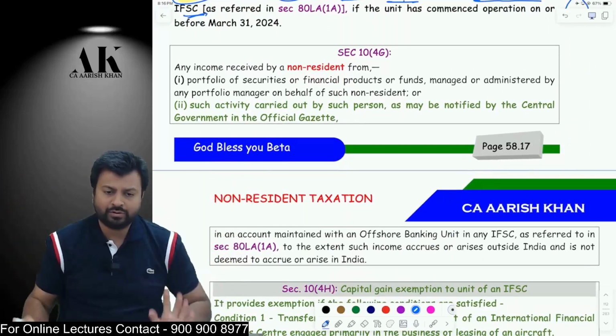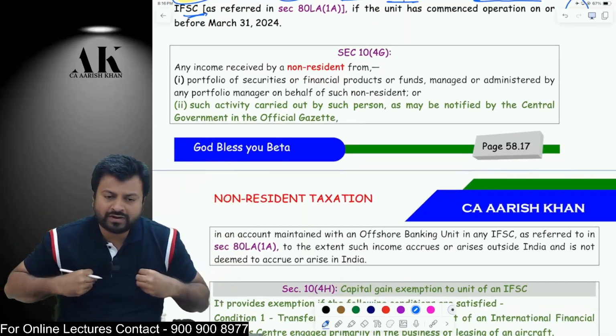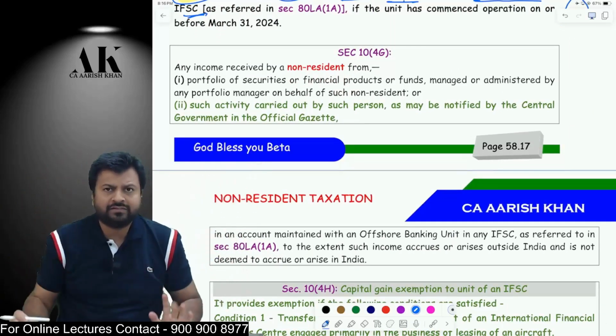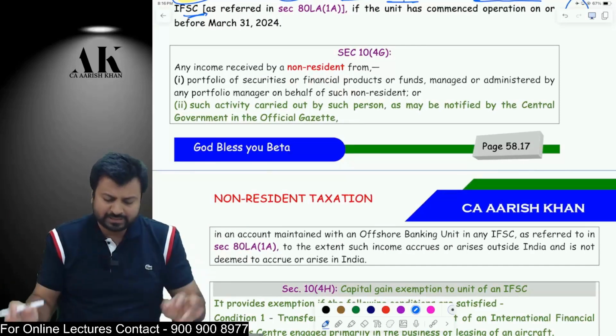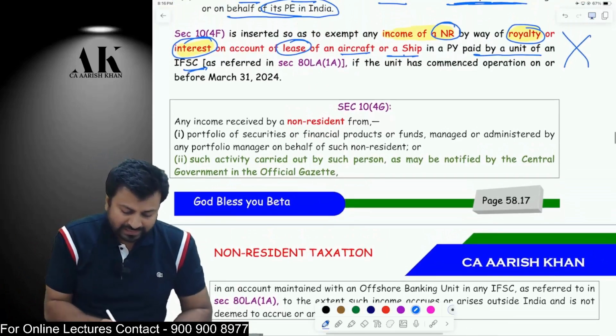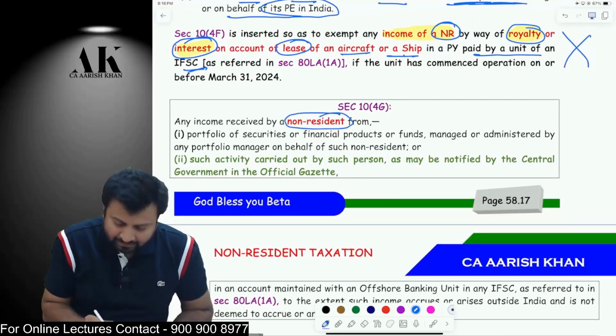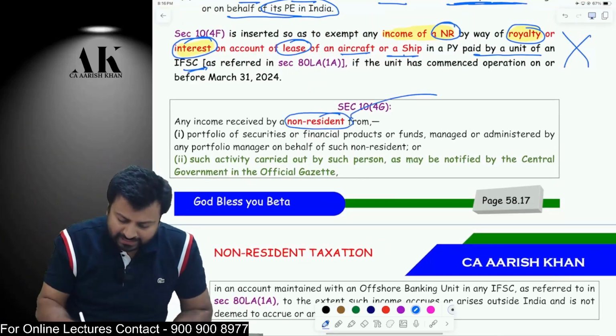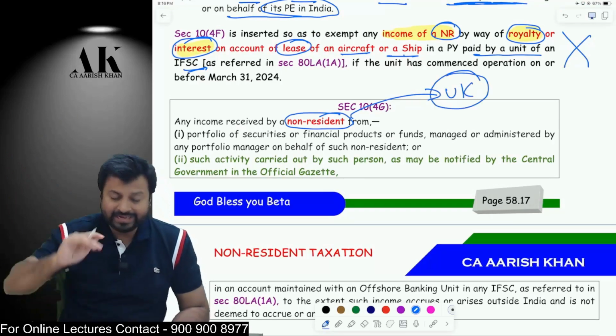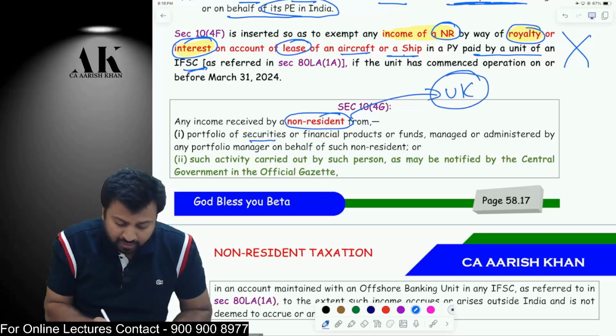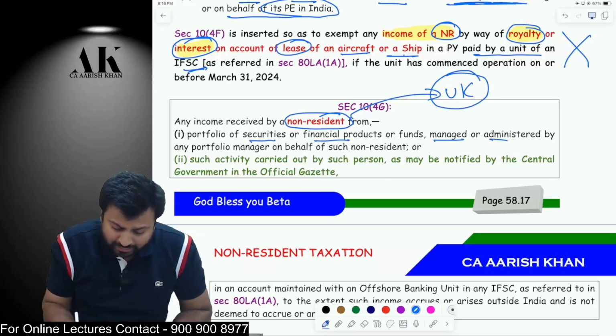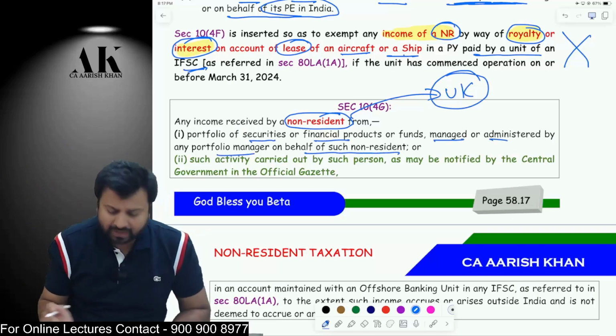You will not be liable to tax. So if you lease these items to a unit of an IFSC and in return the unit of an IFSC pays you interest or royalty, that will not be subject to tax. Third one. Any income received by non-resident. Say a non-resident is residing in UK and he is receiving some income from a portfolio of security or financial product managed or administered by a portfolio manager on behalf of such non-resident.